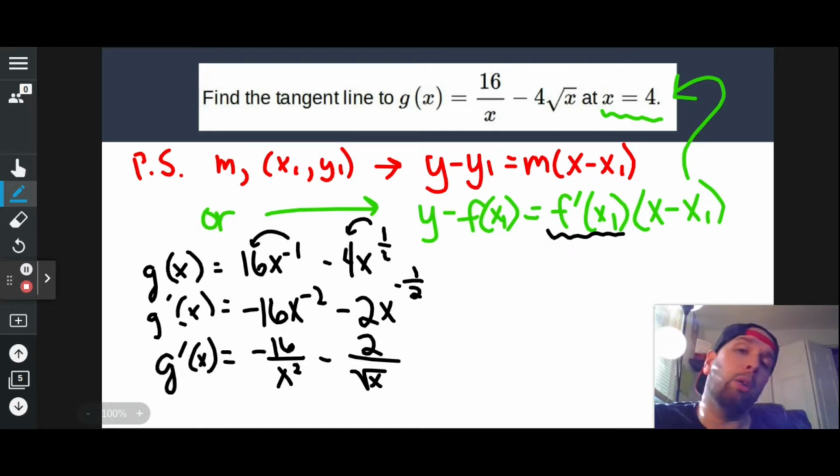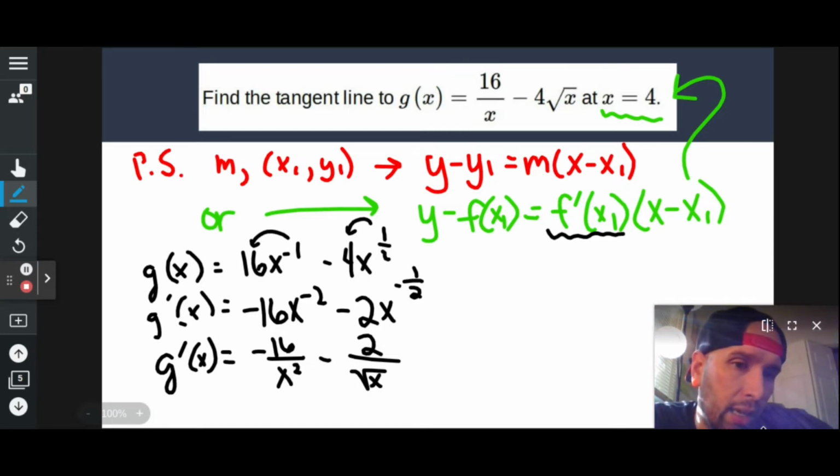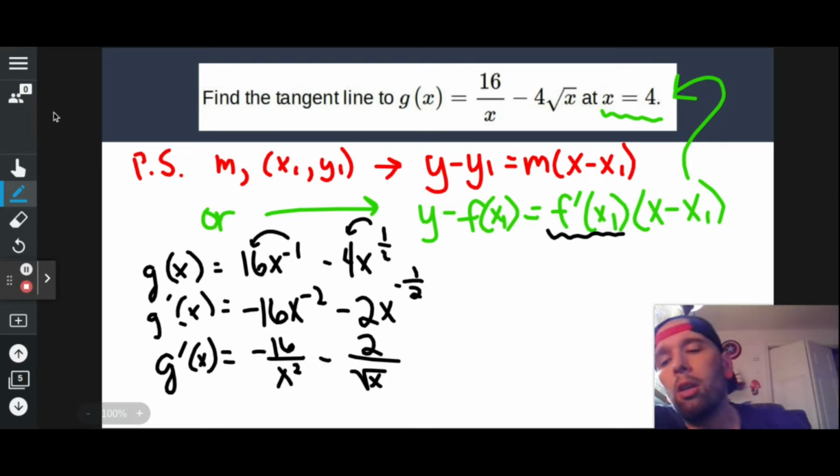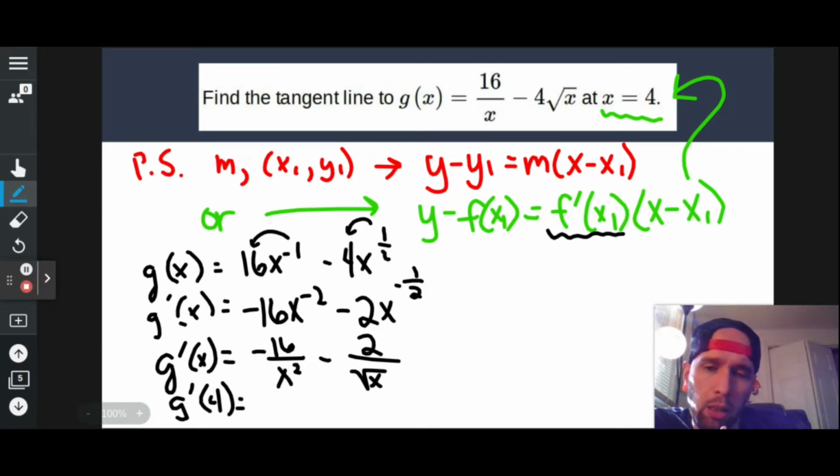Now the slope is found. The slope is found by me taking the x value that I was given, that one, and plugging in 4. So my slope is going to be g prime of 4, which is going to equal negative 16 over 4 squared, which is negative 1, minus 2 over the square root of 4, which is also negative 1. So my slope is negative 2.